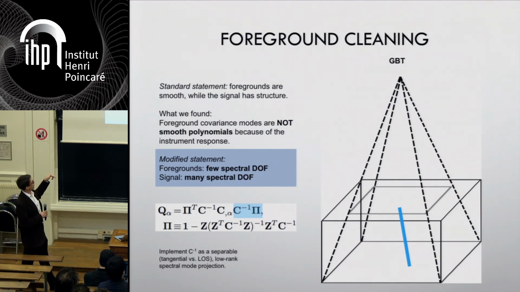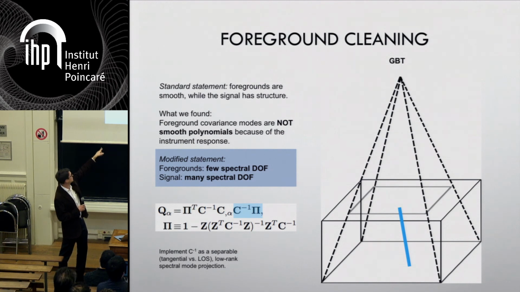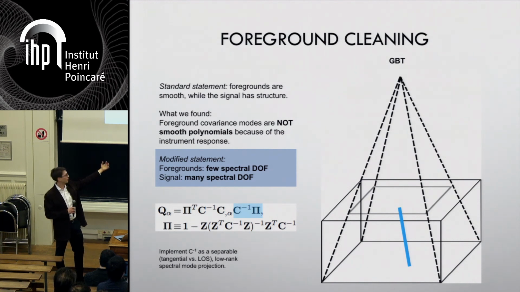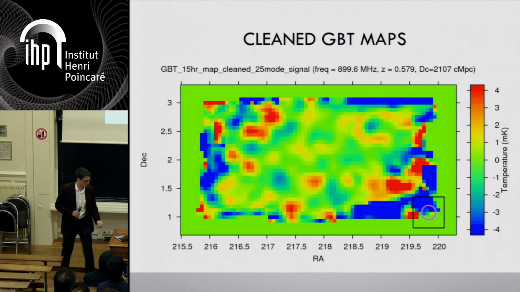So what we did in the GBT analysis was to write the covariance separably as a spatial RA-Dec weight, the C inverse there, and a frequency projection, the Pi matrix shown below. So what this does is it projects out the eigenvectors that I just showed from each line of sight. So in this case, the spectral part of the covariance is determined completely from the data itself.